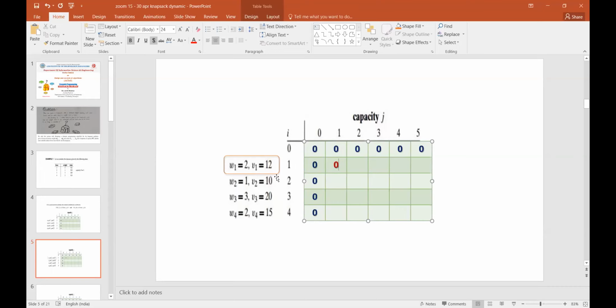Okay, then where can I put this object? When the capacity becomes 2, I can put object 1 here. So what is the profit from object 1? The weight is 2 and the capacity is 2, and hence I can fill the knapsack with this object. If I put the object here, the profit is 12, because at this point the capacity is 2 and the weight is 2, this matches. Hence the value will be 12.